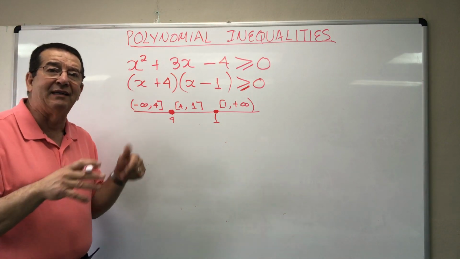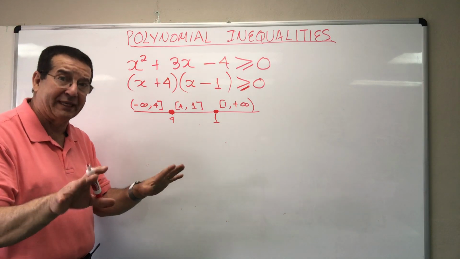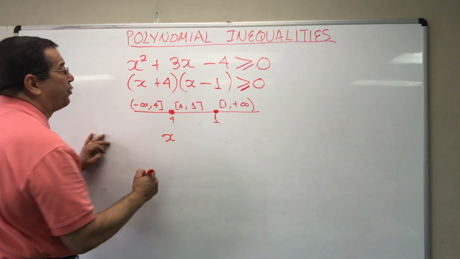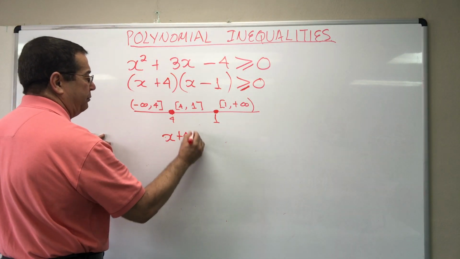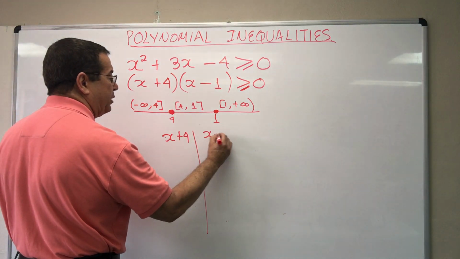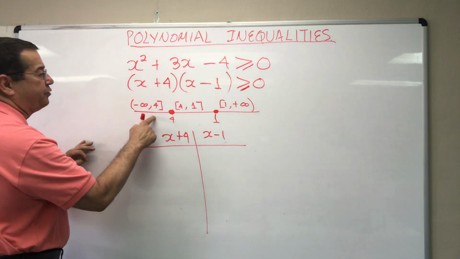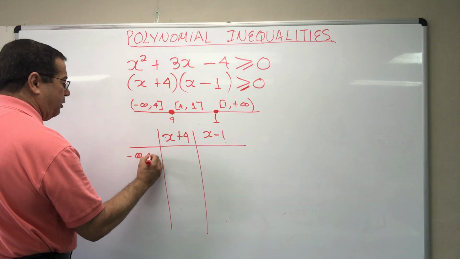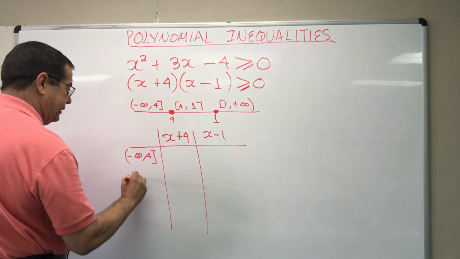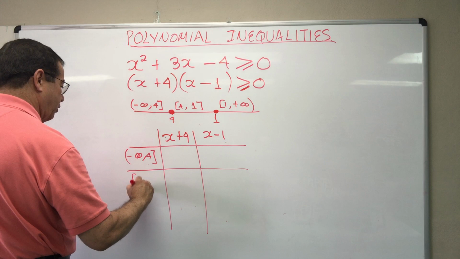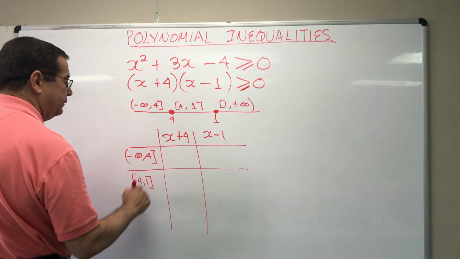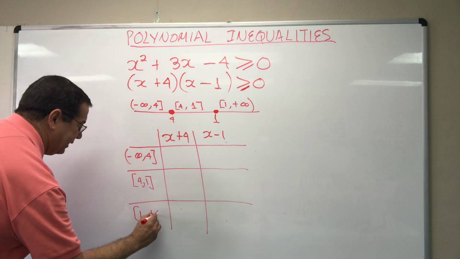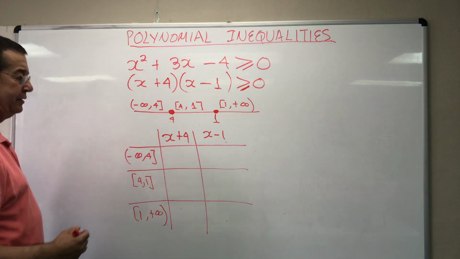Now you create this table I'm going to do right now, pay attention. In the columns you write the corresponding factors, x plus 4 and x minus 1. And I create three rows. The first row is negative infinity to negative 4, another is negative 4 to 1, and another is 1 to positive infinity.